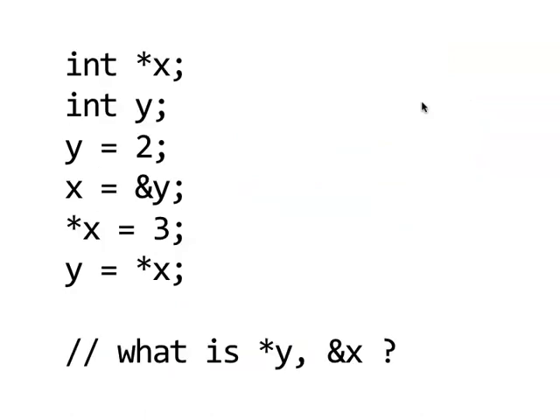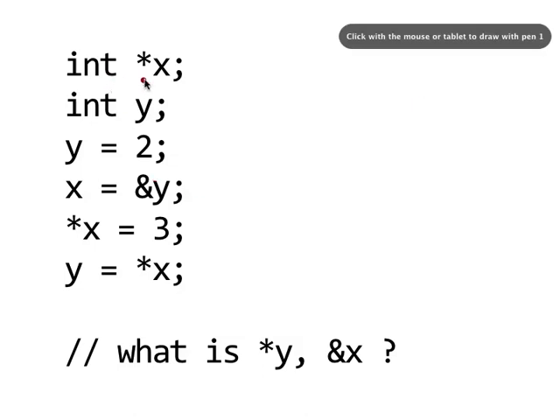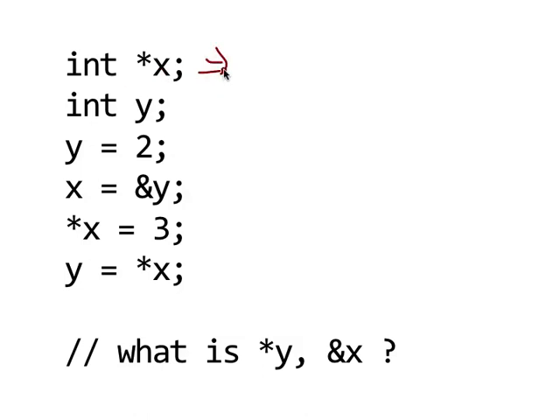So now things get complicated. Instead of declaring a variable called integer x, I declare a variable called integer star x. Integer star x means the following: we say x is an address. Right? X is an address of an integer. Now x is still a variable.